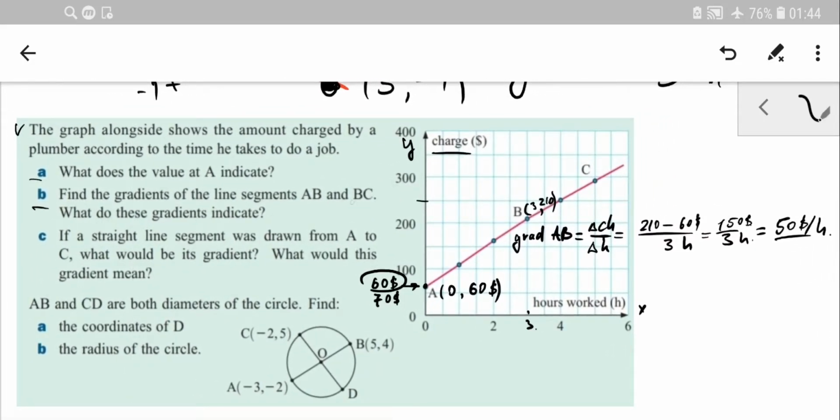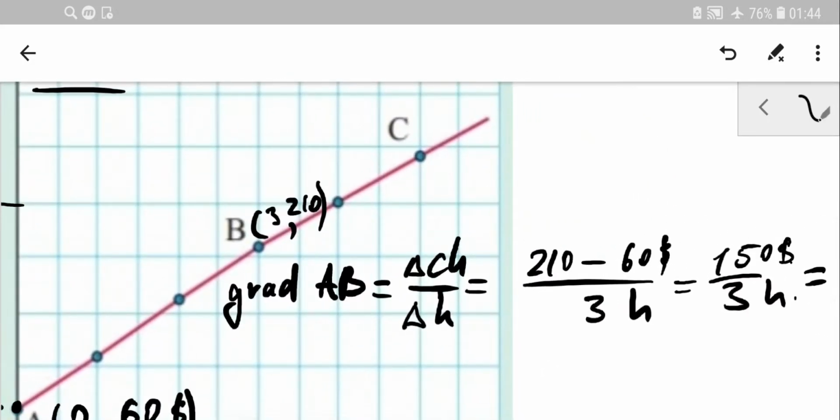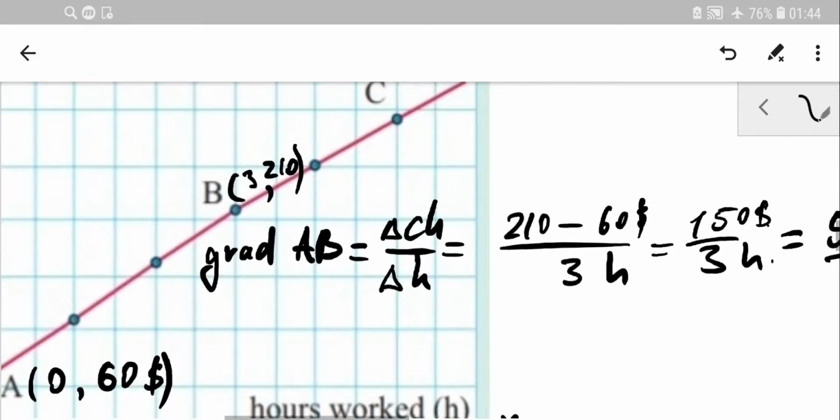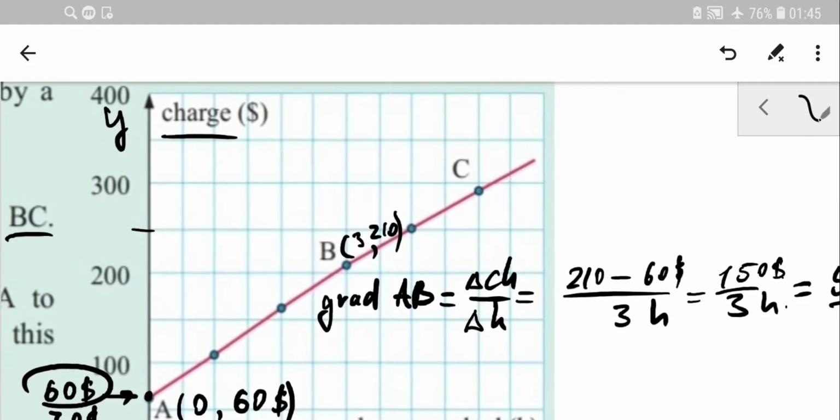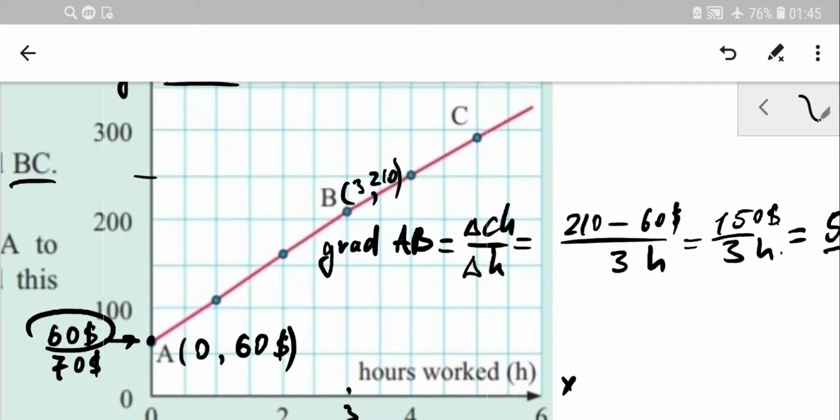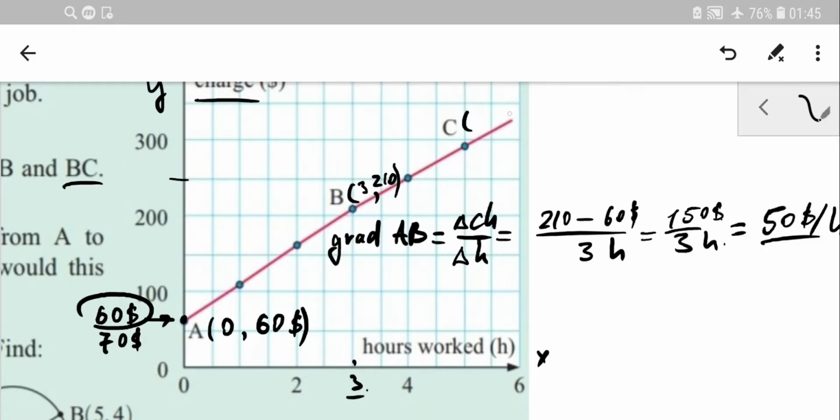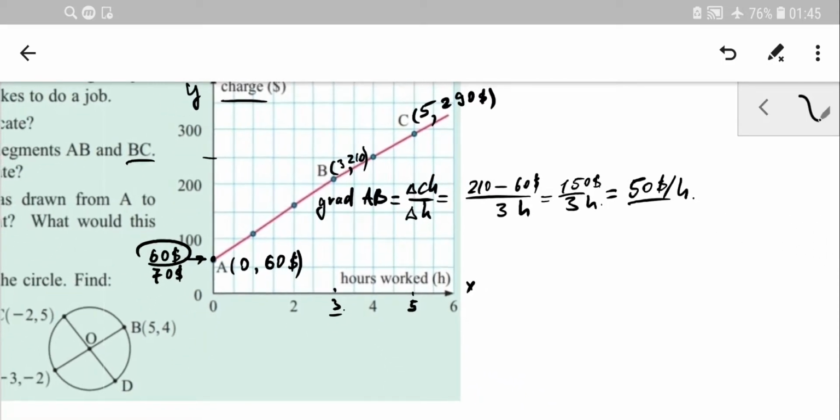Okay, so BC now. After 3 hours, you see the gradient slightly changes, meaning the charge should be less than 50. So let's calculate the gradient. In order to calculate it, we need to know C's coordinates. For hours, the x-coordinate is going to be 5, and for the amount of dollars, it looks like $290.